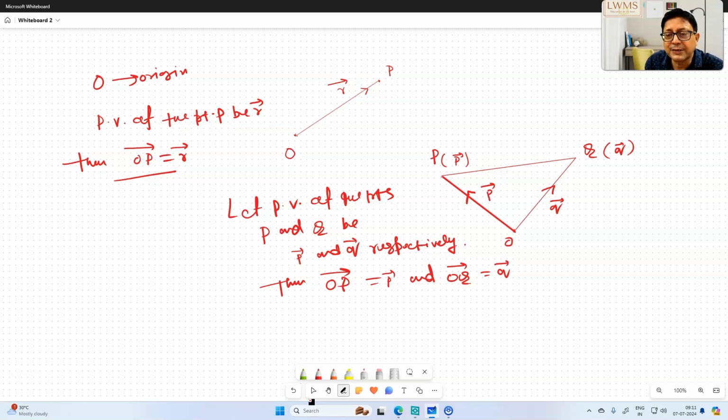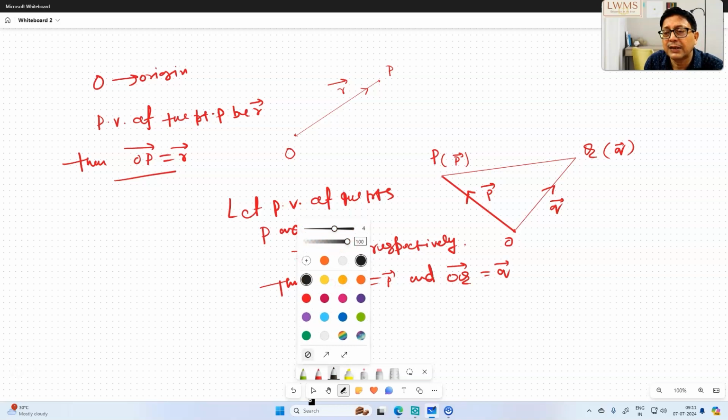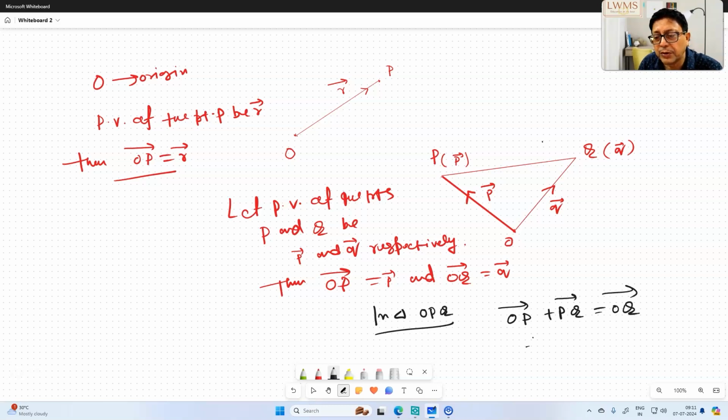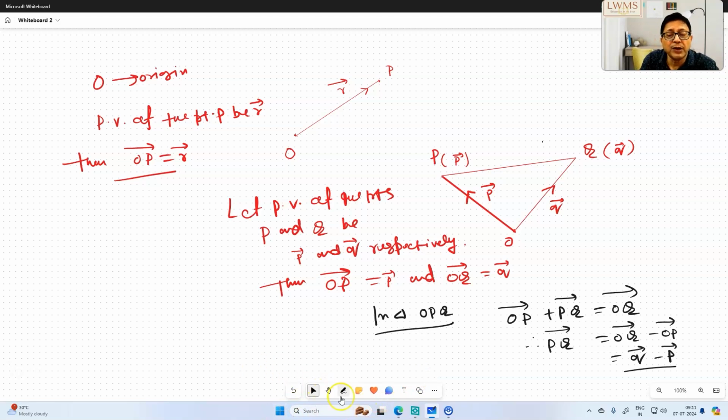Now the question is, can we express vector PQ in terms of the position vectors of the two extreme points? Let's try. We want to express vector PQ in terms of p and q. So in triangle OPQ, OP plus PQ equals OQ. So PQ is going to be OQ minus OP, which is nothing but q minus p.